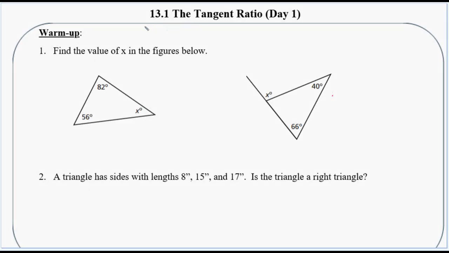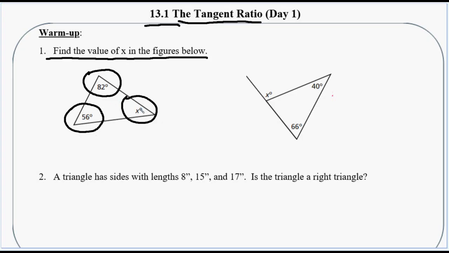Welcome to Geometry. This is Chapter 13, Section 1, the tangent ratio. First, we got a couple warm-up questions here. In number 1, it says find the value of x in the given figures below. The first one, we have a triangle here. We've got angle 56, angle 82, and then here is x.